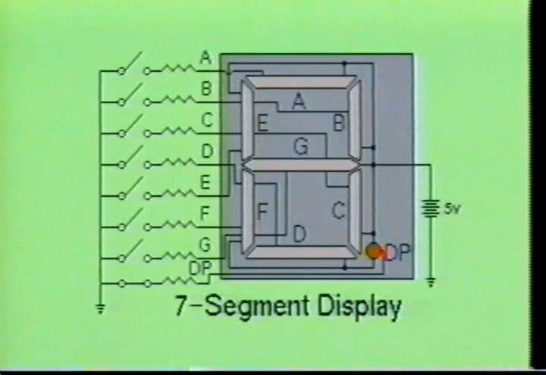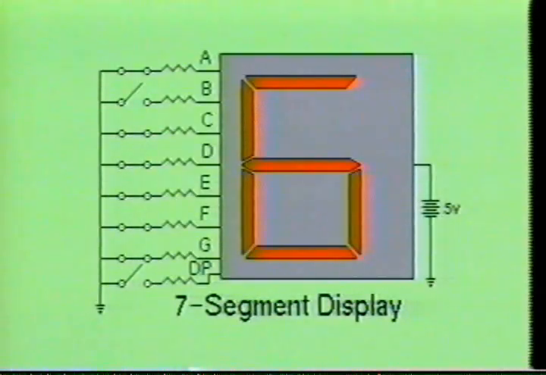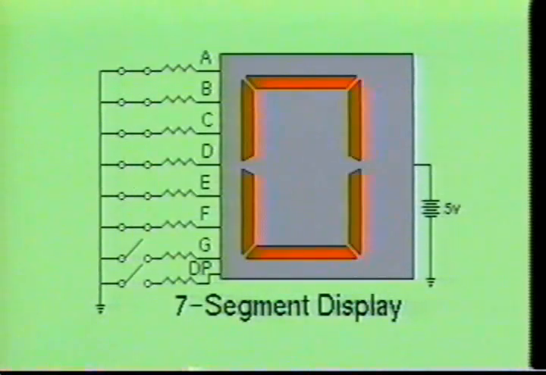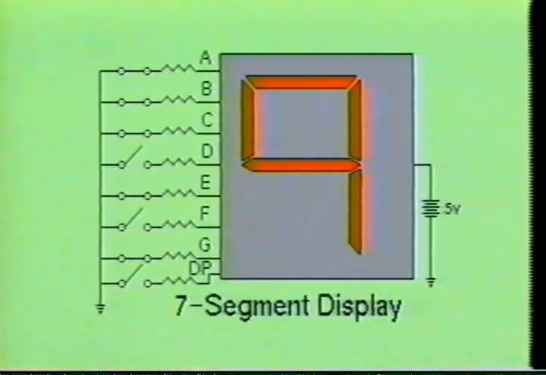The decimal point is energized when displaying more than 1 digit or when a number smaller than 1 must be shown. As you can see, by simply energizing the appropriate LED segments, any of the decimal digits 0 through 9 may be displayed using this simple device.